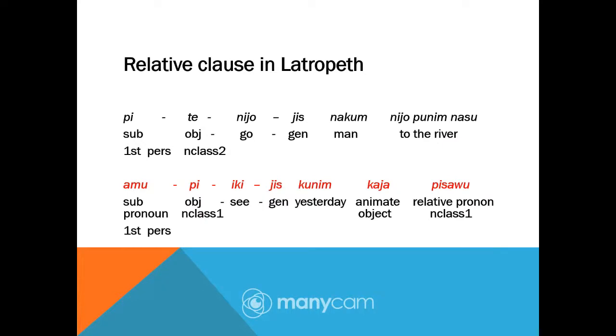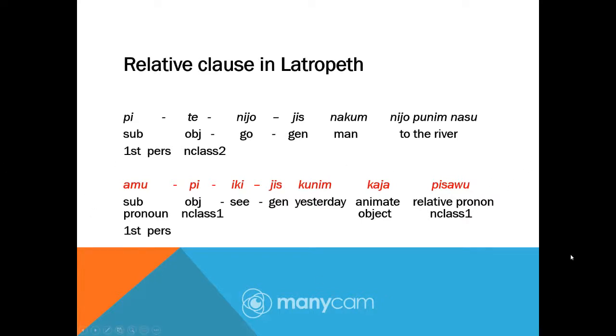So let's break down the grammar again of the sentence in Latropeth containing a relative clause. It's the same sentence, but we've broken down the elements of the grammar. So piteniois is the verb, which is talking about going, neo. Nakum, the man, neo punim nasu, to the river. Literally to the front of or to the face of the river. So this is just the way that you generally express it in Latropeth.